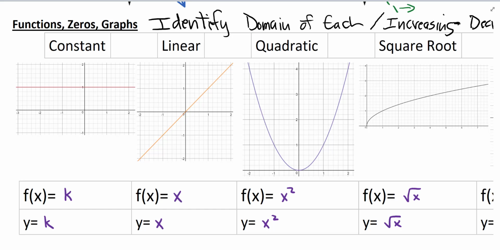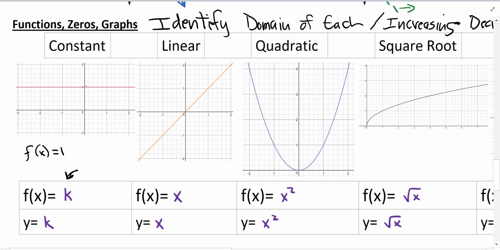Okay, we've been working on parent graphs, parent functions all year, but let's just refresh a little bit. So here you have a constant graph, a constant function. That's when f of x is equal to any value, any real number, I should say. And it can be written as f of x is equal or y is equal. So notice this one right here would be f of x is equal to 1, because where 1 hits the y-axis, there's a horizontal line.